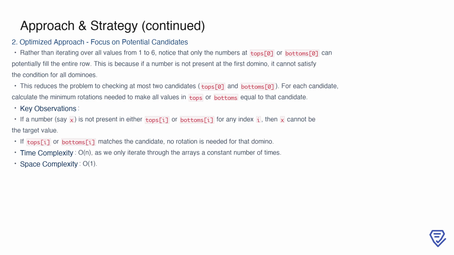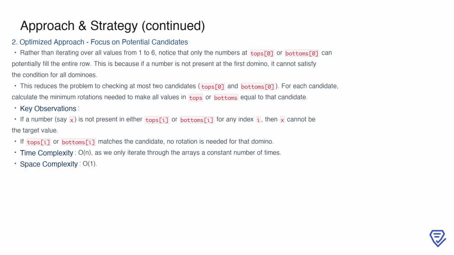Instead of iterating over all values from 1 to 6, we recognize that only the numbers at the first domino, either tops[0] or bottoms[0], can potentially fill the entire row. If a number is not present in the first domino, it cannot be the target value for the whole array. This insight allows us to limit our candidates to at most 2 values.